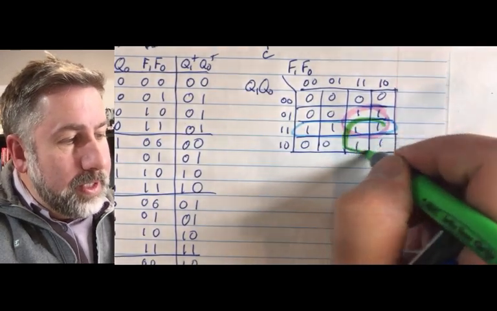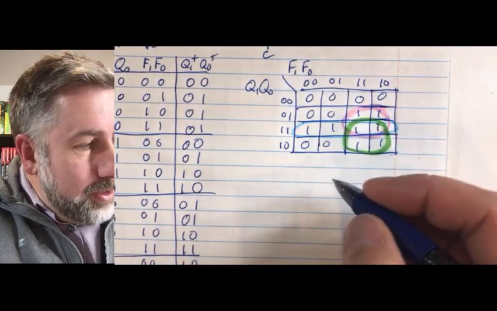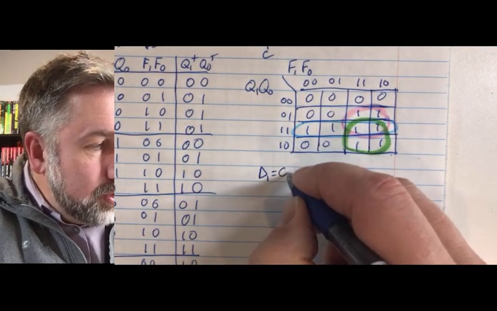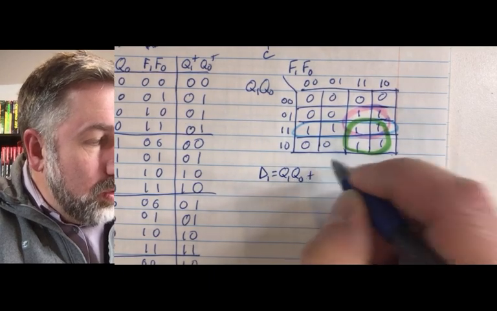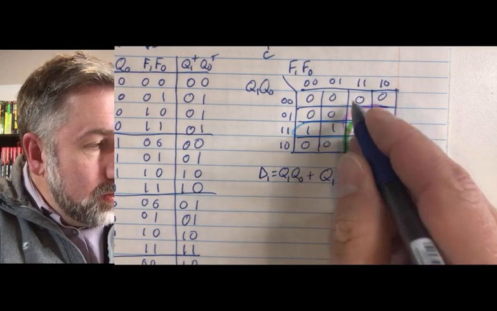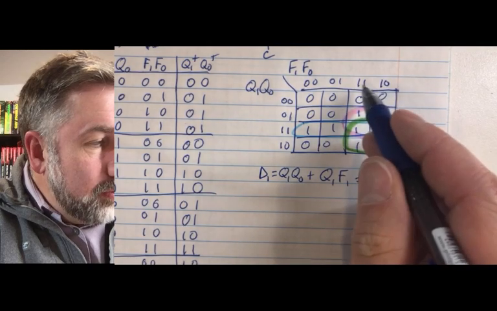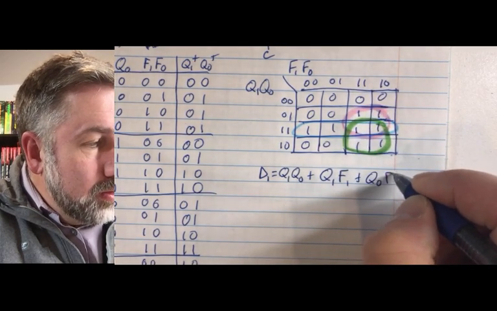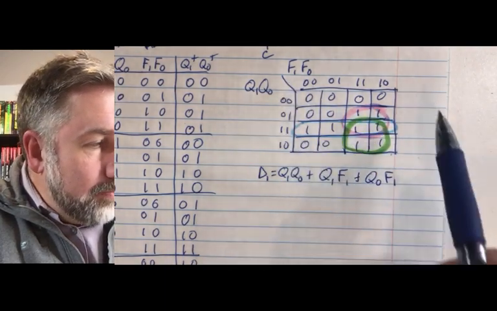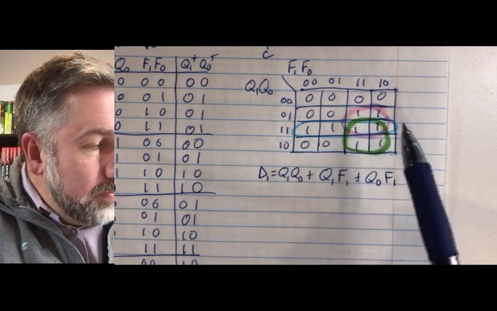And the end result then is, if we read it off of this K-map, the next state, or the D input, D1, is going to be equal to Q1, Q0, or it's Q1, F1, or it's Q0, F1. F0 doesn't even enter into this particular function. I think that's right. Let's double check. Q1, Q0, that's this group here.